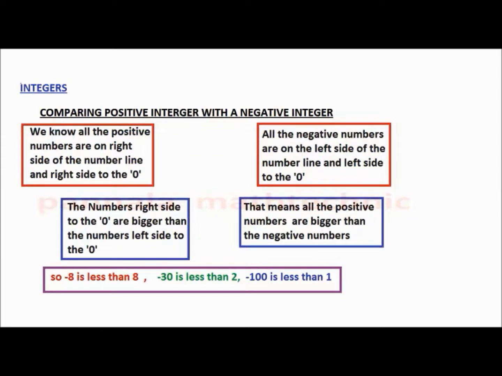Now comparing a positive integer with a negative integer. We know all the positive numbers are on the right side of the number line, right side to the 0. All the negative numbers are on the left side of the number line, left side to the 0. The numbers right side to the 0 are bigger than the numbers left side to the 0. That means all the positive numbers are bigger than the negative numbers. So minus 8 is less than 8, minus 30 is less than 2, minus 100 is less than 1.